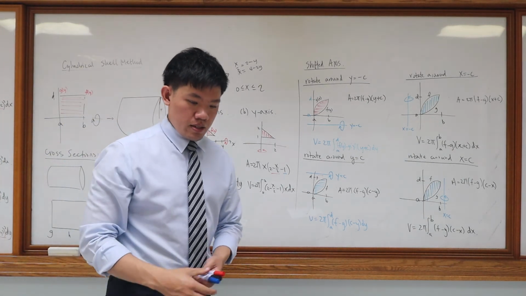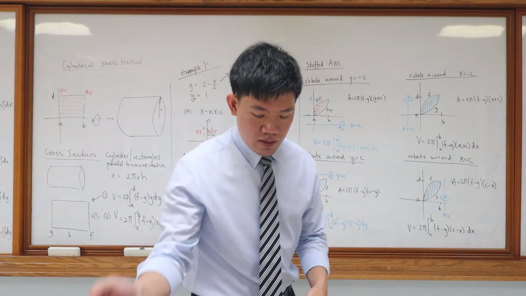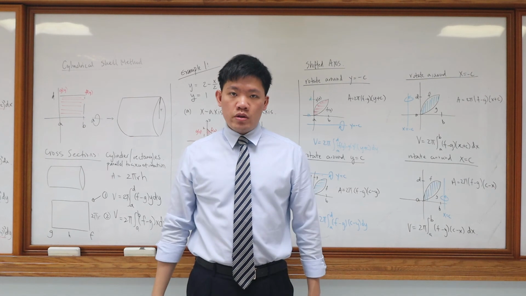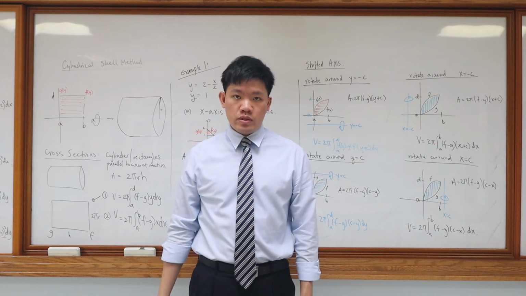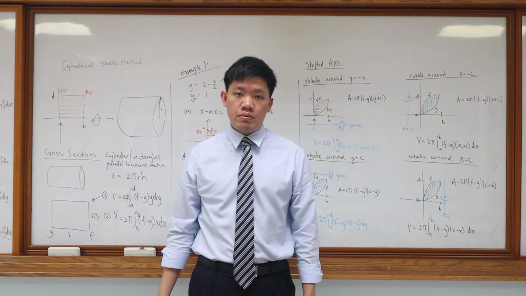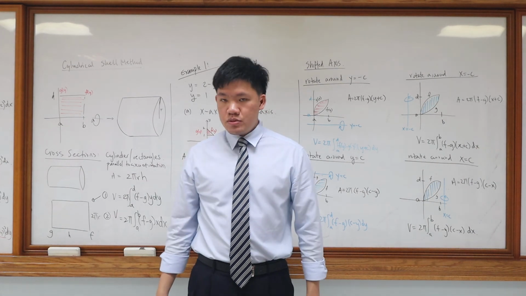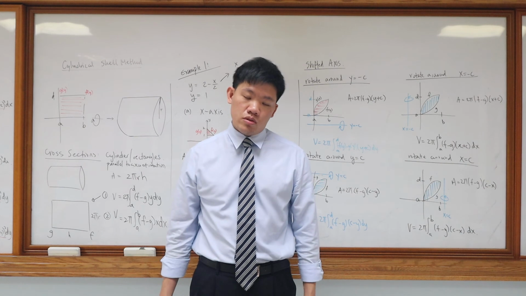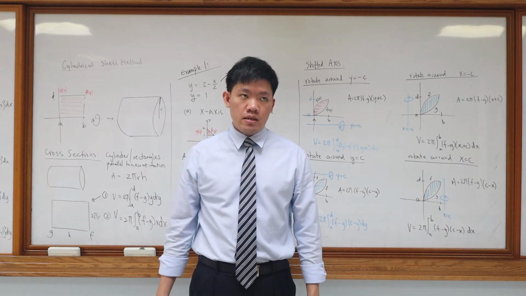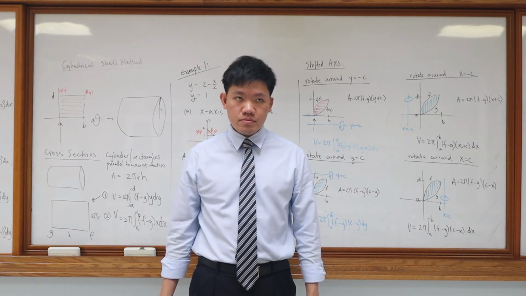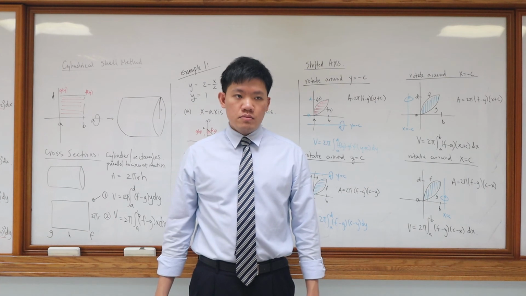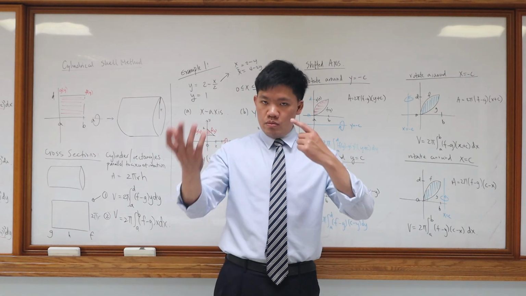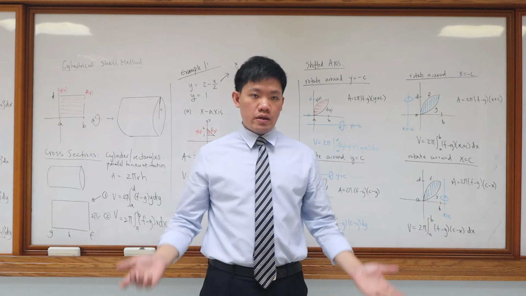So the takeaway message for this is that the cross sections are no longer perpendicular to the axis of rotation; the cross sections are going to be parallel. That's number one. Number two is that the cross sections are no longer circles; they are rectangles. They look like cylinders, but then you make them look like a rectangle by opening them up.